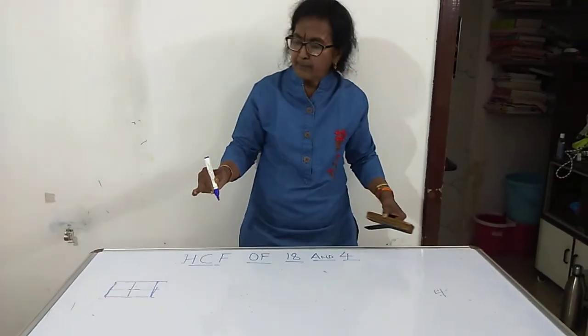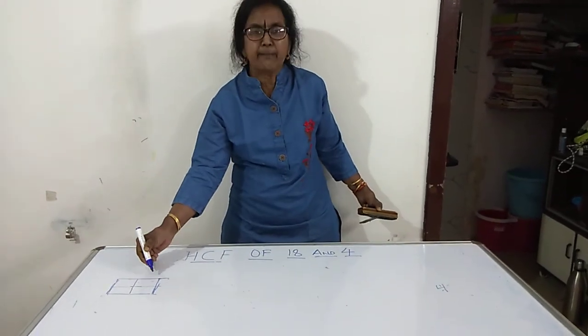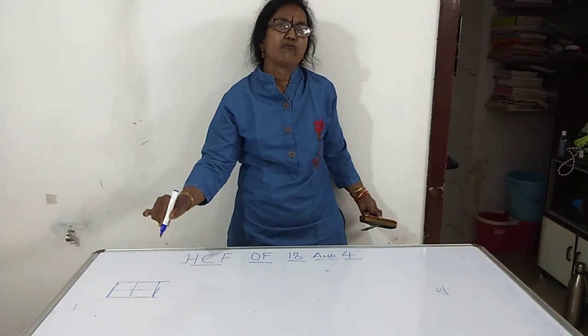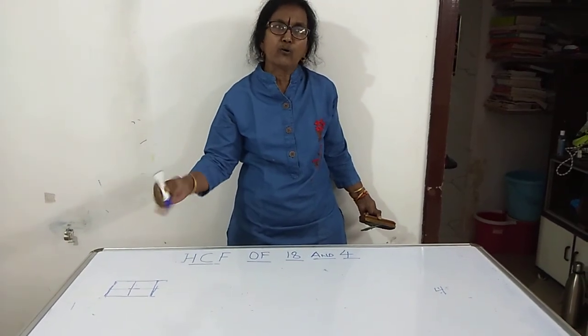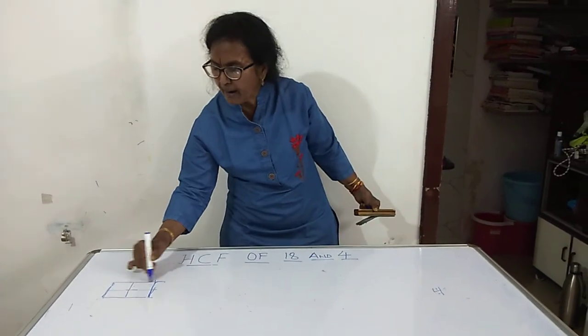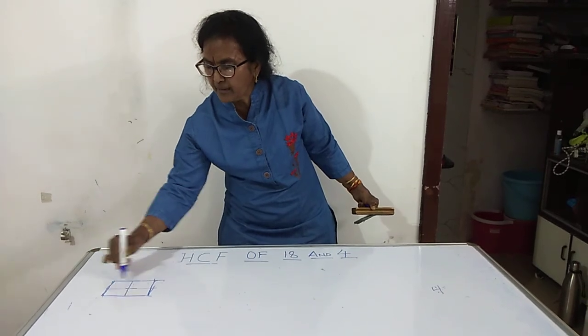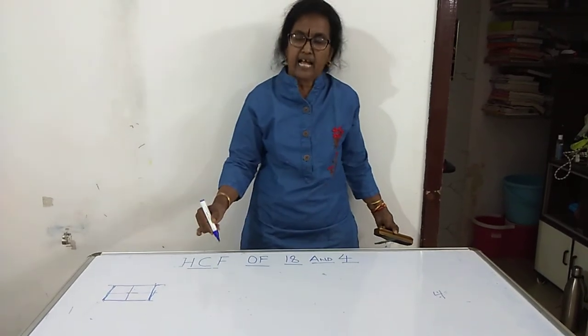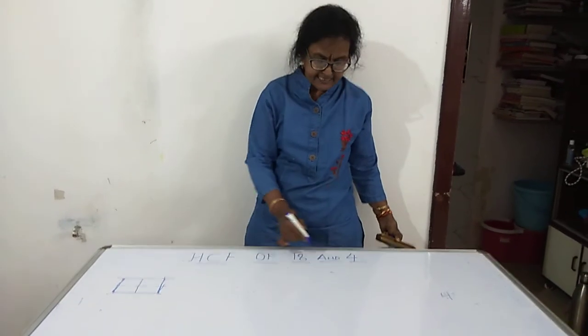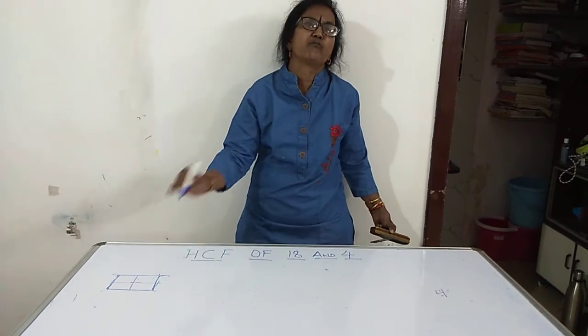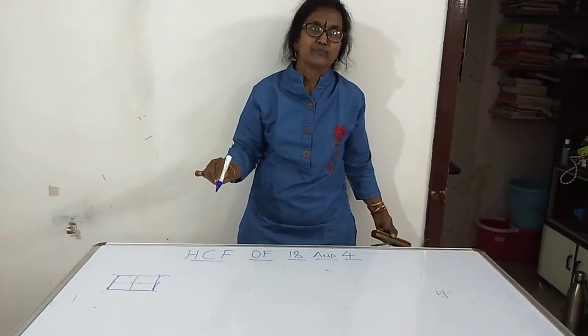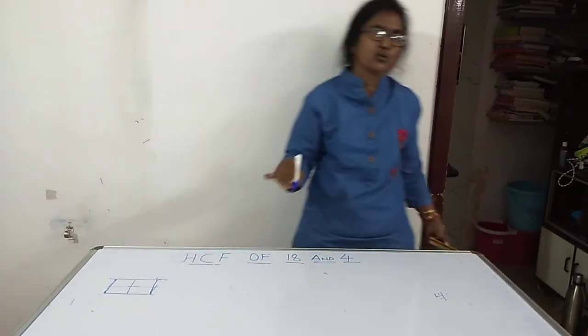Now the remaining square which is 2 by 2, that is the maximum. Now you cannot make it bigger, so 2 by 2 is the maximum. So hence we can say that HCF of 18 and 4 is 4. 2. Sorry, it is 2.